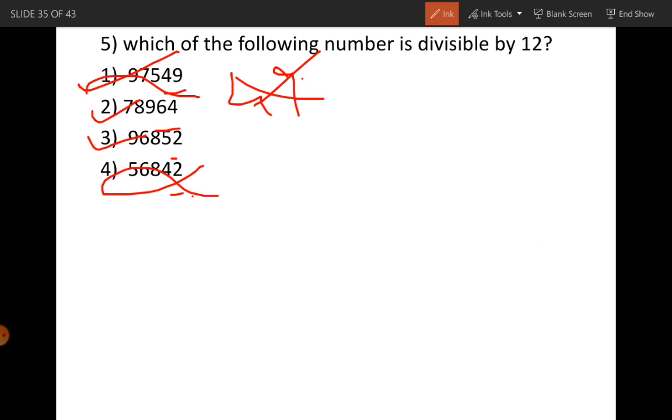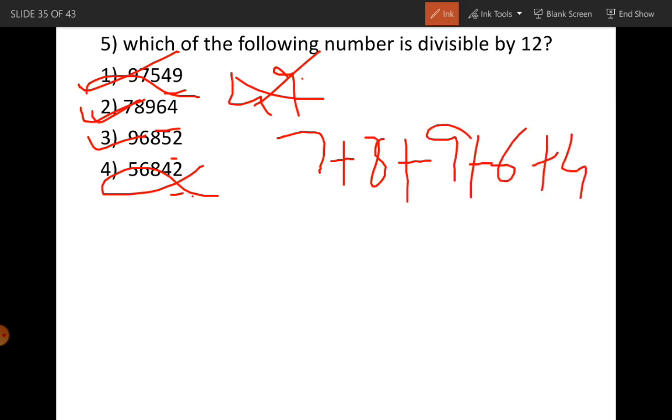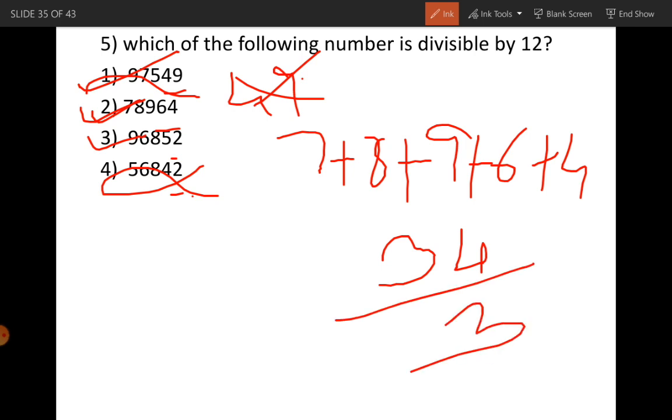Okay, and we'll test the divisibility rule only for these two numbers. First we'll check the divisibility rule of 3 for this number. 7 plus 8 plus 9 plus 6 plus 4: 7 plus 8 is 15, 15 plus 9 is 24, 24 plus 6 is 30, plus 4 is 34, which is not divisible by 3.